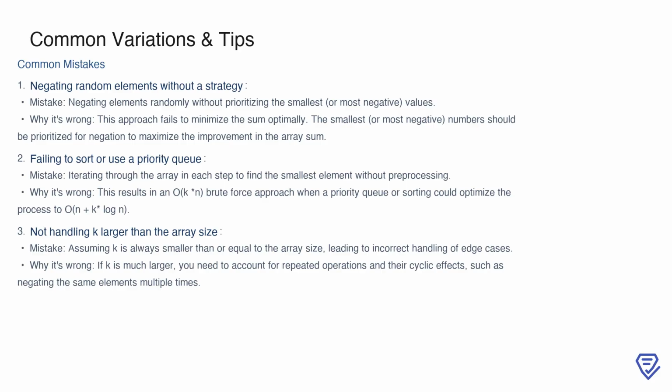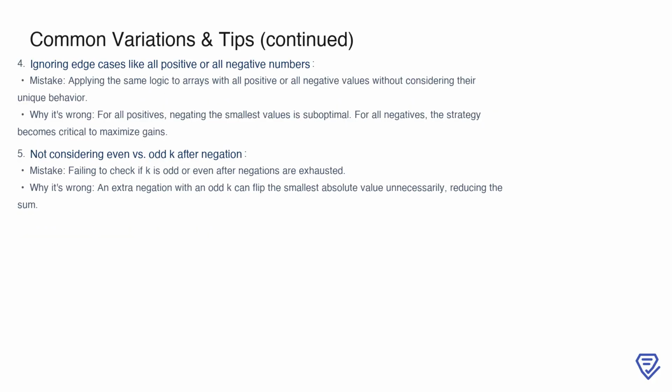If this edge case is ignored, you might mistakenly assume that negations are always straightforward, but repeated operations on the same elements or cyclic effects need to be carefully considered for correctness. Now, another common oversight is ignoring specific edge cases, such as when the array consists entirely of positive or negative numbers. These scenarios require tailored strategies.